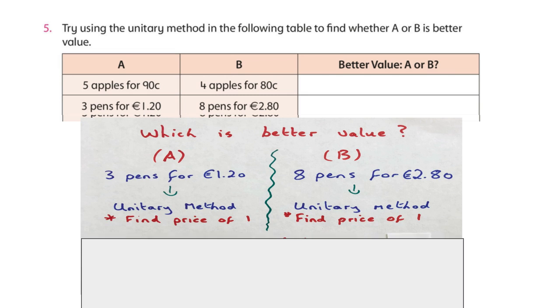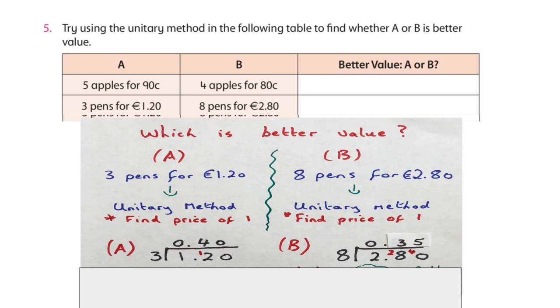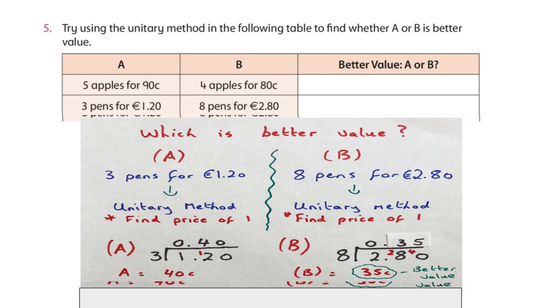If we have a look at A first, never mind B for a second, we divide €1 and 20 by 3, which gives us 40. And if we go over to B, we divide €2 and 80 by 8. Now we're finding the price of 1 pen in both A and B. So 1 pen for B, 8 into €2 and 80 gives us 35. So we can see clearly that the better value is B, 35 cent per pen.